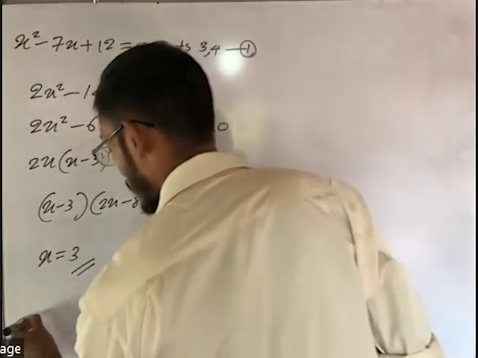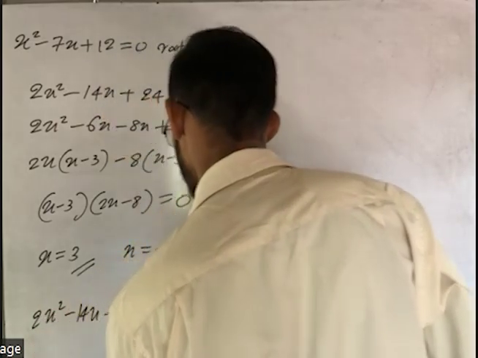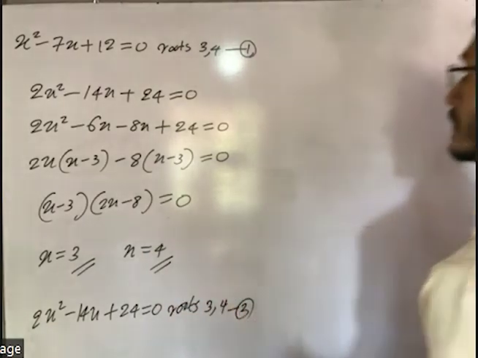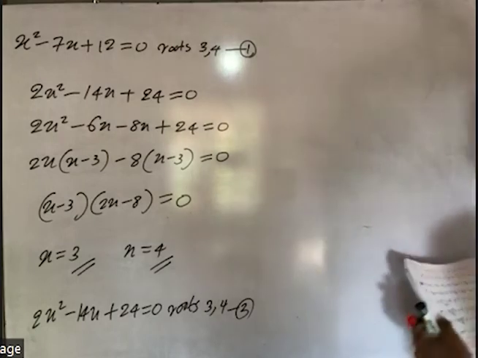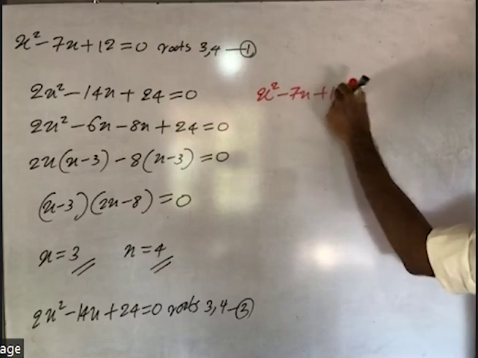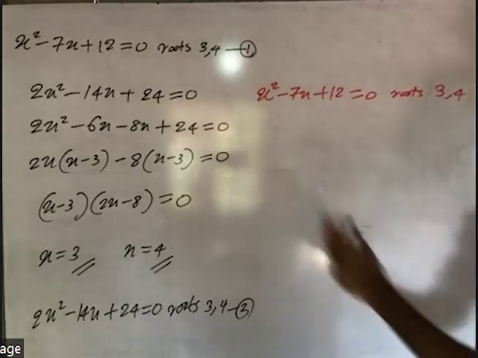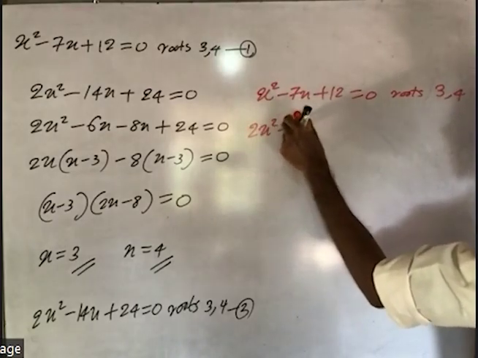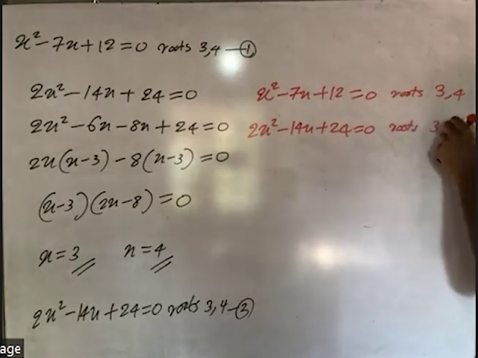Right. So here I'm going to write down 2x square minus 14x plus 24 equal to 0. Here roots are 3, 4. Right. Here also roots are 3, 4. Now I will compare these two equations. First equation, x square minus 7x plus 12 equal to 0. Here we got roots 3, 4. This is the first equation. Now second equation, we have 2x square minus 14x plus 24 equal to 0. Here also roots 3, 4.